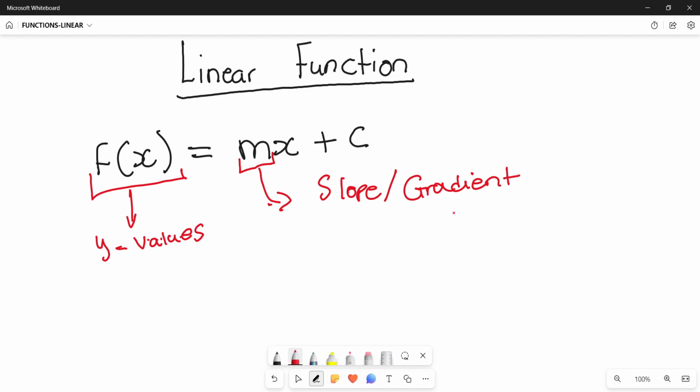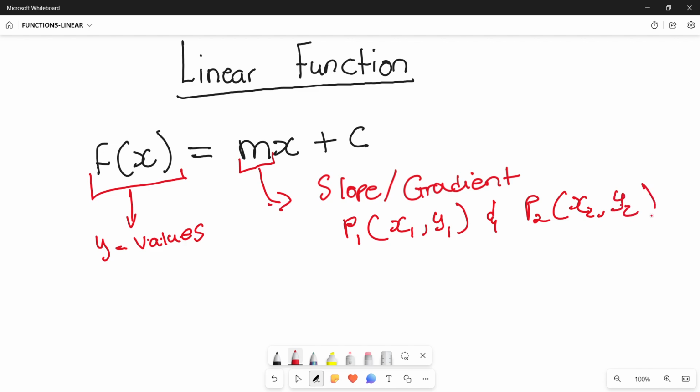So how do you find this slope? Suppose we are given 2 points, point 1 (x1, y1) and point 2 (x2, y2). In order to find the slope between those 2 points, slope or gradient equals (y2 - y1) over (x2 - x1). So that's how we can find the slope.